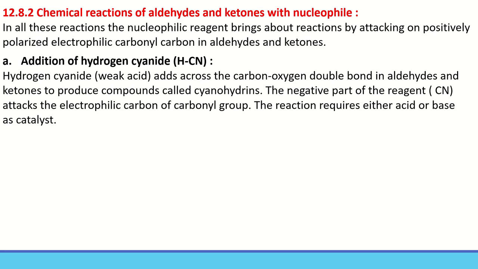here acts as a weak acid, adding across the carbon oxygen double bond in aldehyde and ketone to produce a compound called cyanohydrin. We know that cyanide has the negative charge on it. The negative part of the cyanide attacks the electrophilic carbon of the carbonyl group. The reaction requires either acid or base as a catalyst. Let's see how the reaction actually happens.